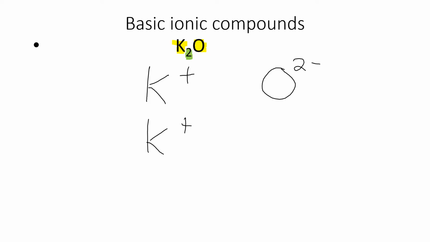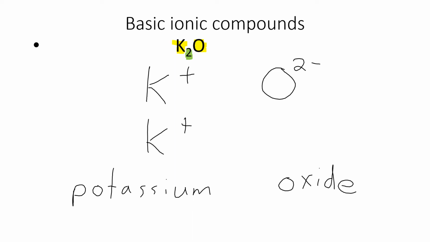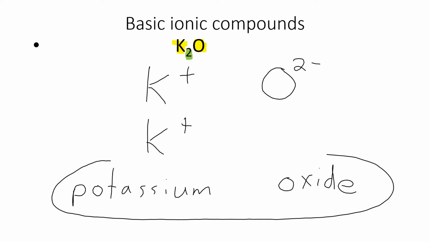So now when I write the name for this, I always start with the positive ion. Positive ion keeps the name of the element, that would be our potassium. Negative ion, we chop off the ending and replace that ending with the IDE ending. So this is going to become oxide. And our name of our compound we're looking at is potassium oxide.